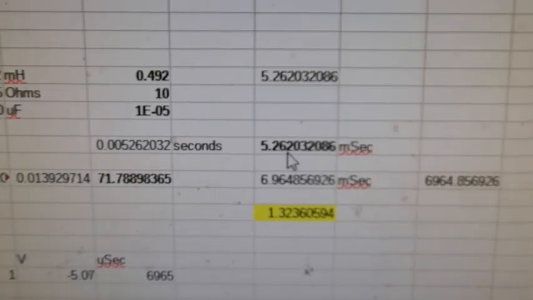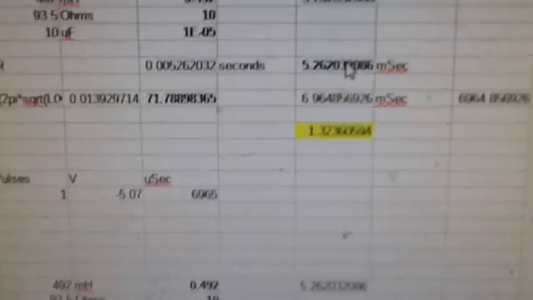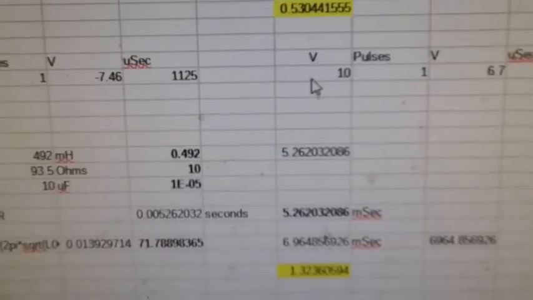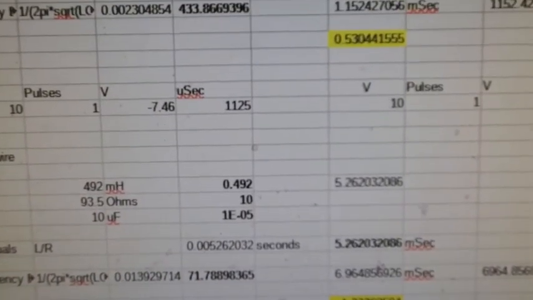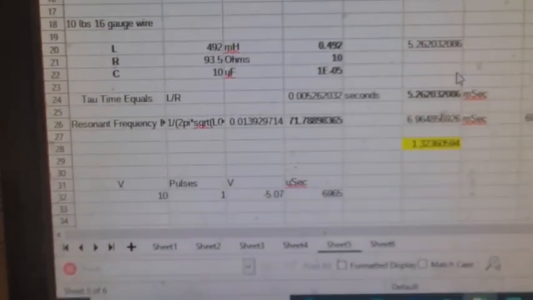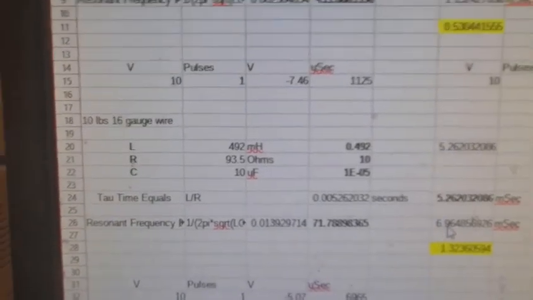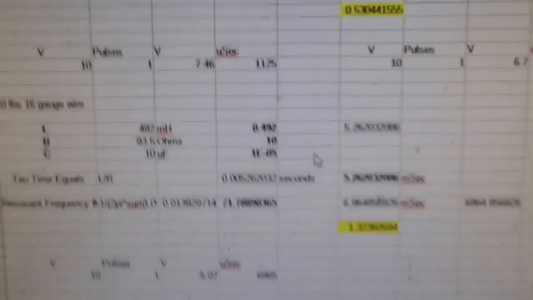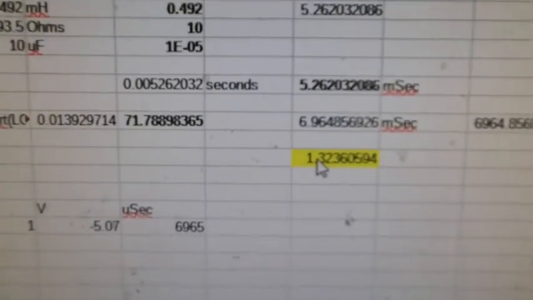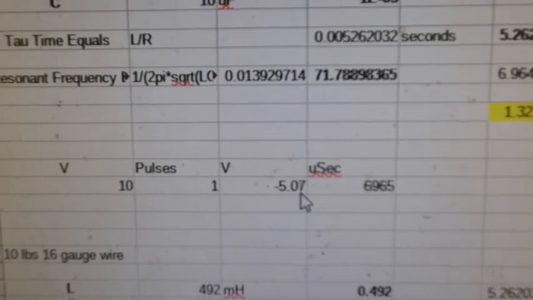Now look at what happens because of the resistance. Your tau time is only modestly better, 5.26 versus 2.17. But now your resonant frequency, how fast the cap is discharging, is 6.96 versus 1.15 there. So that ratio is now up to 1.32 and negative 5.07.